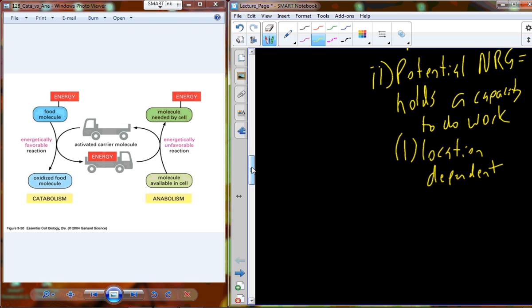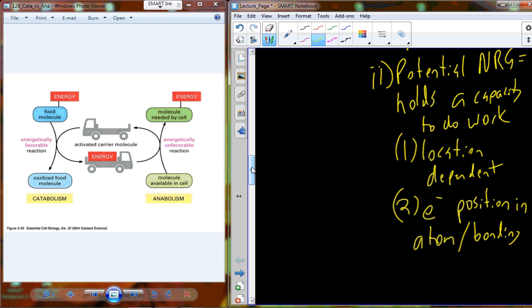So our potential energy is going to be location dependent, and in terms of the chemical energy inside of a cell, it really comes down to the electron's position and how it's located in an atom and in a bonding relationship. That really is the definition of chemical energy. It's the position of electrons. So let's say that I need a little bit of energy. I probably want to reorganize an electron from a high energy shell to a lower energy shell.